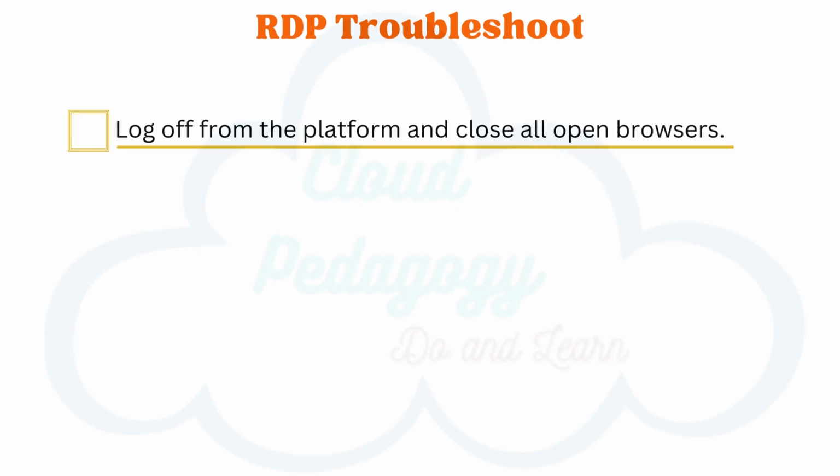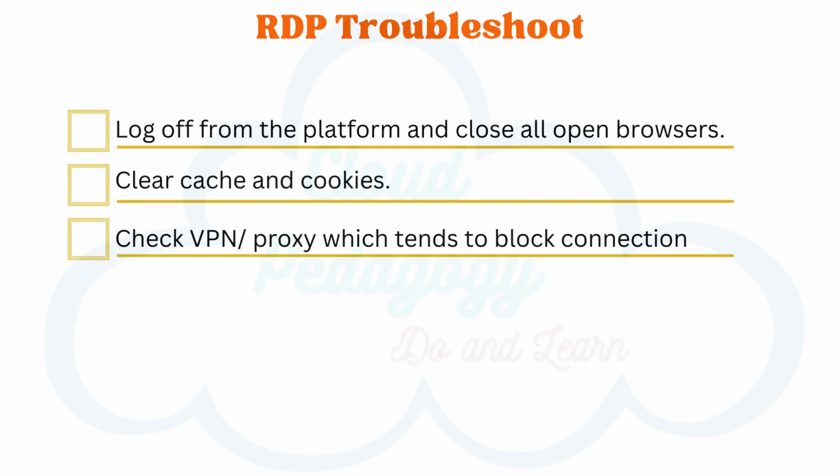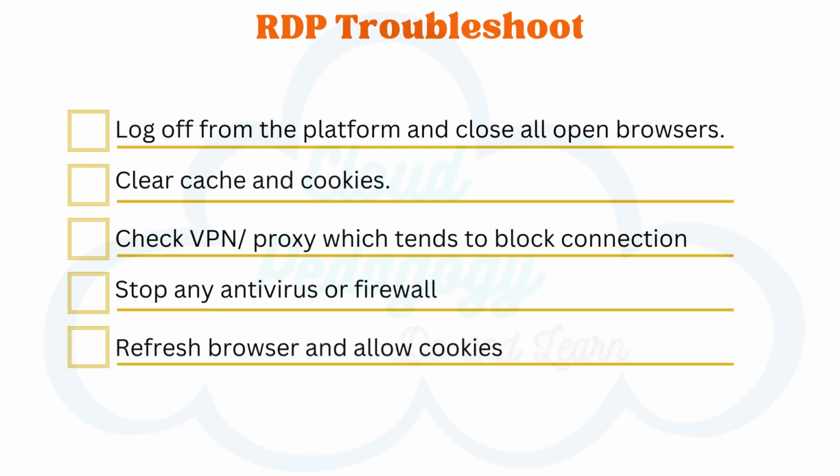Log off from the platform and close all open browsers. Clear cache and cookies. It is very important to clear the stored URL that may have been causing the error, leading to a broken link. So make sure that you are clearing the caches and cookies. Ensure direct network connectivity is used versus VPN or proxy, which tends to block connections. Please make sure no antivirus or firewall is blocking the environment from opening your RDP. Try to start a fresh browser and log back in, and also allow the cookies if prompted.